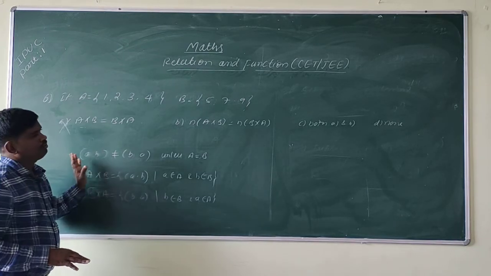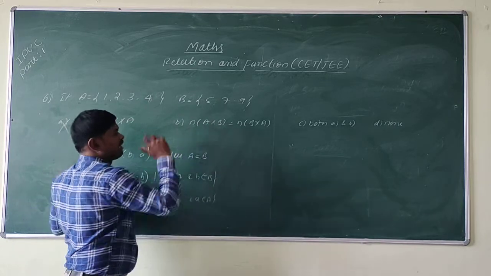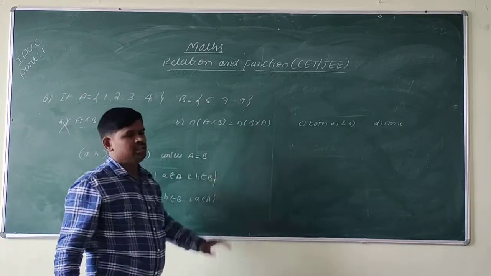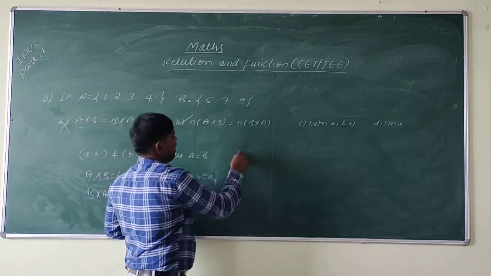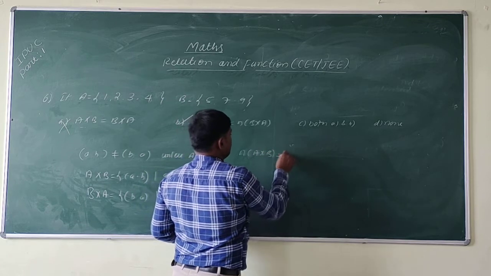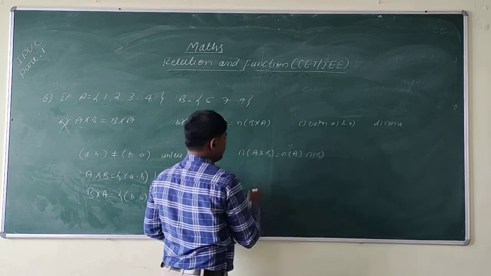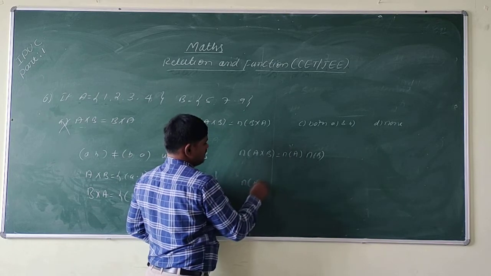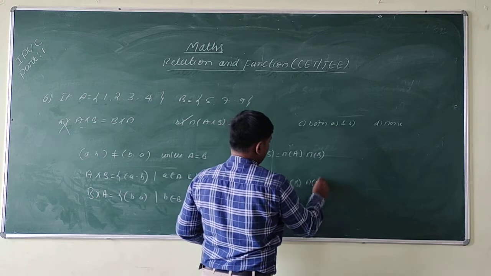So what about option B? The number of elements in A cross B is equal to the number of elements in B cross A. Yes, that is the right answer, because n of A cross B is nothing but n of A into n of B. And n of B cross A is nothing but n of B into n of A.